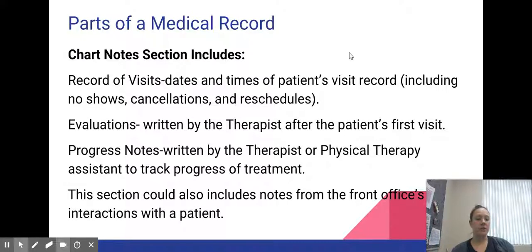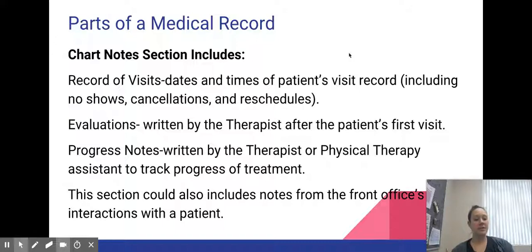Chart notes. The chart notes section can include a number of different things, but it usually includes a record of visits, so dates and times the patient has visited your facility or not, including no-shows, cancellations, and reschedules. So it gives you a good idea about what their track record is in terms of attending appointments. It's also going to include evaluations.